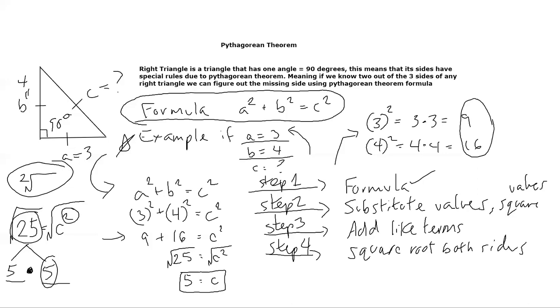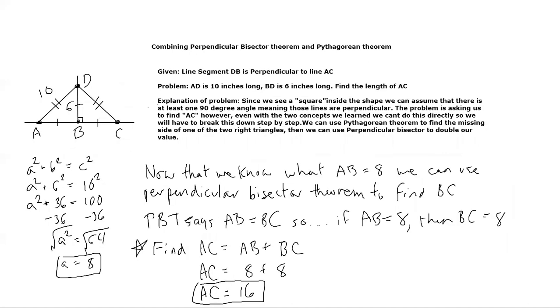All right, we're almost done, guys. Let's combine these 2 concepts. We're going to combine the perpendicular bisector theorem and the Pythagorean theorem to solve a problem. This is what you guys are expected to do throughout this week. So if you notice, I have a very familiar looking triangle looking thing. And I'm going to say, given the line segment DB is perpendicular to line AC, all I'm doing with the given is setting up that this is a perpendicular bisector. Therefore, we can use perpendicular bisector theorem.